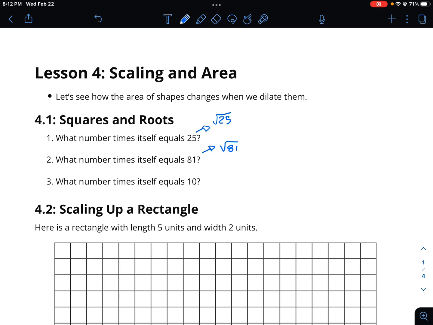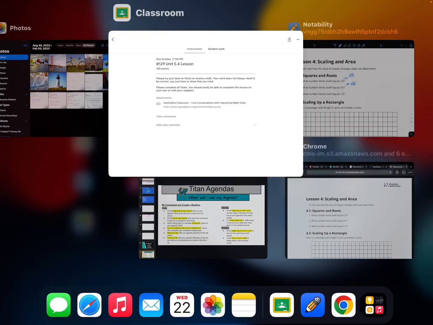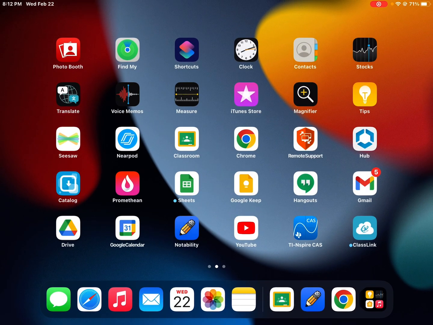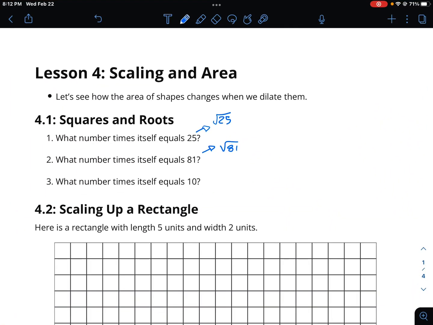All right, now you guys have completed 4.1. What's going to happen, once again, is you guys are doing this in GeoGebra. This is hashtag, let's go see in classroom, hashtag 129 is what you guys are working on today. You're doing all the tasks through number 10.